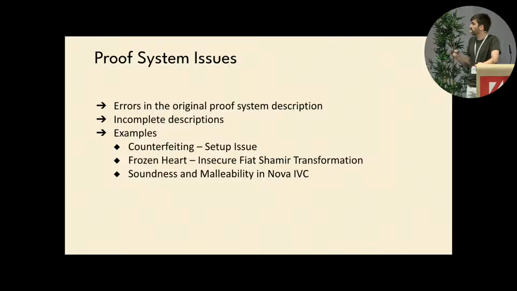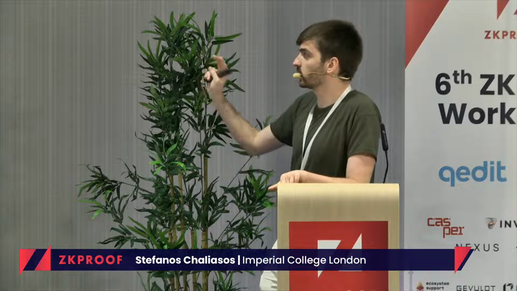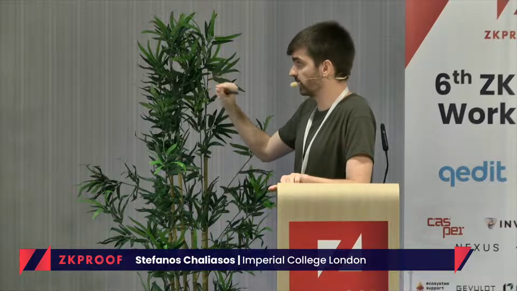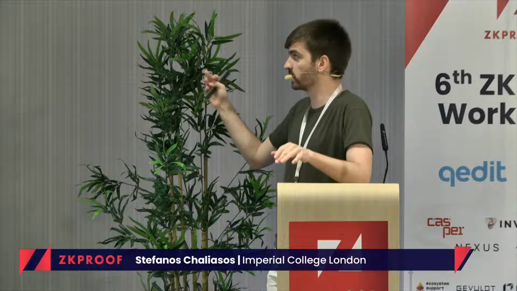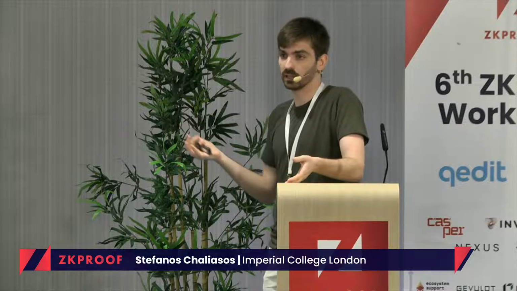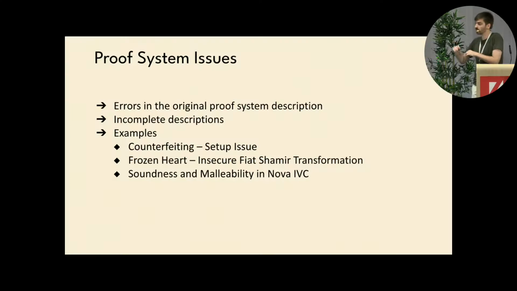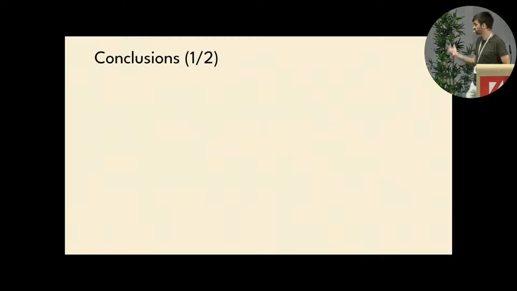And then there can be errors that happen in the proof systems, and we didn't really explore and analyze those in our paper. Those are mostly cryptanalysis research, but there are two cases why that can happen. Firstly, there are errors in the original description of a proof system, and secondly, there are incomplete descriptions. So it's up to the implementers of the proof system to define which hash function they will use, for example, and that could lead to many issues.